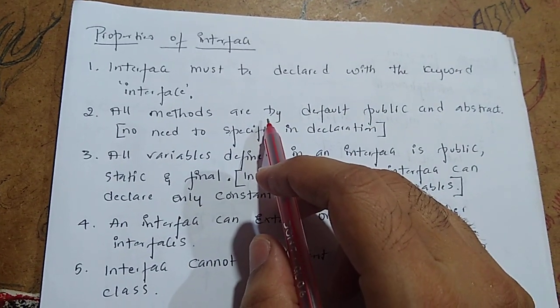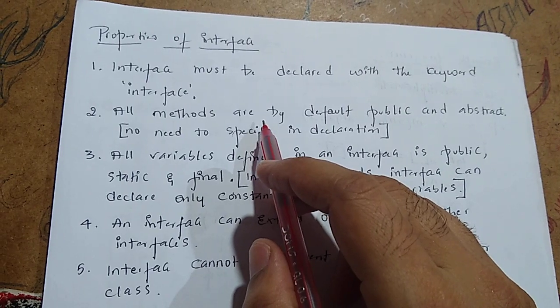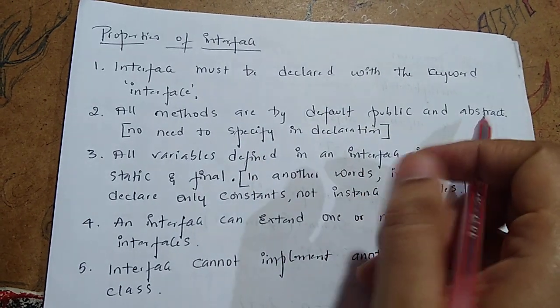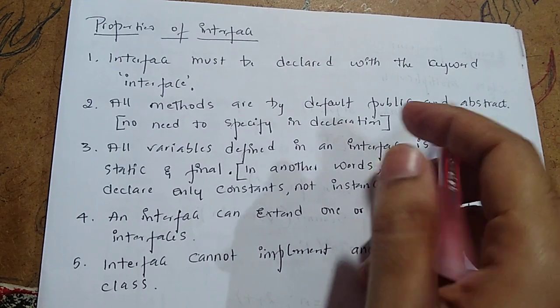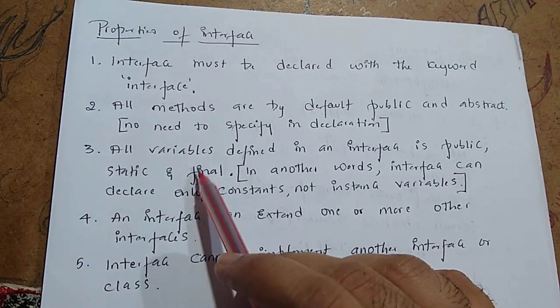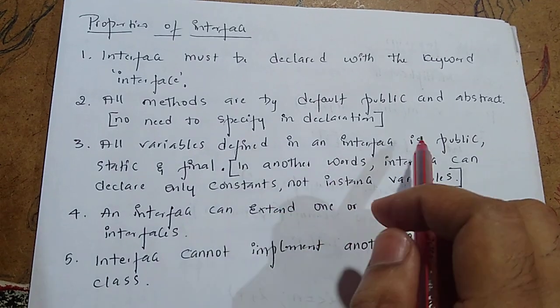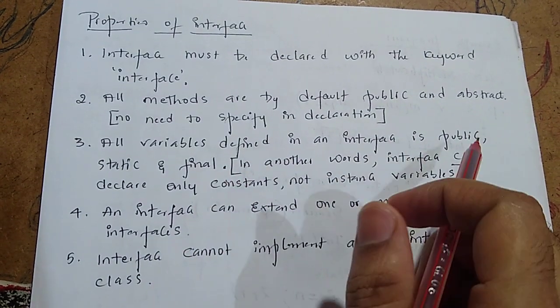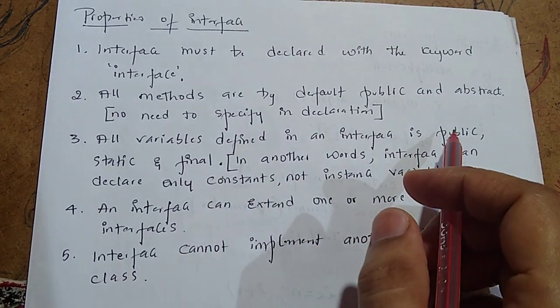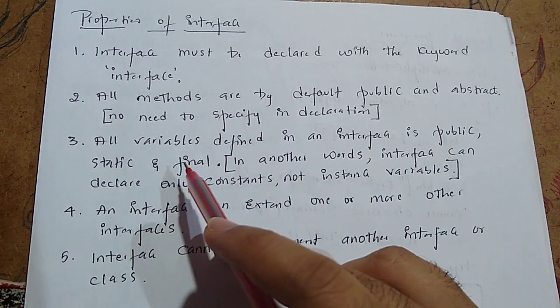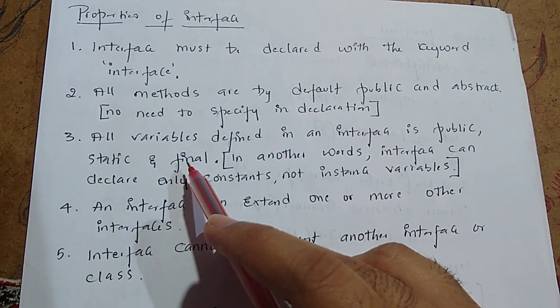So if you see the methods within an interface, by default they are public and abstract. Abstract means you will not find any definition for the methods within an interface. The next property is that all variables defined in an interface are public, static, and final. Even if you do not specify it, by default they are public and static as well as final, which means they are constants.